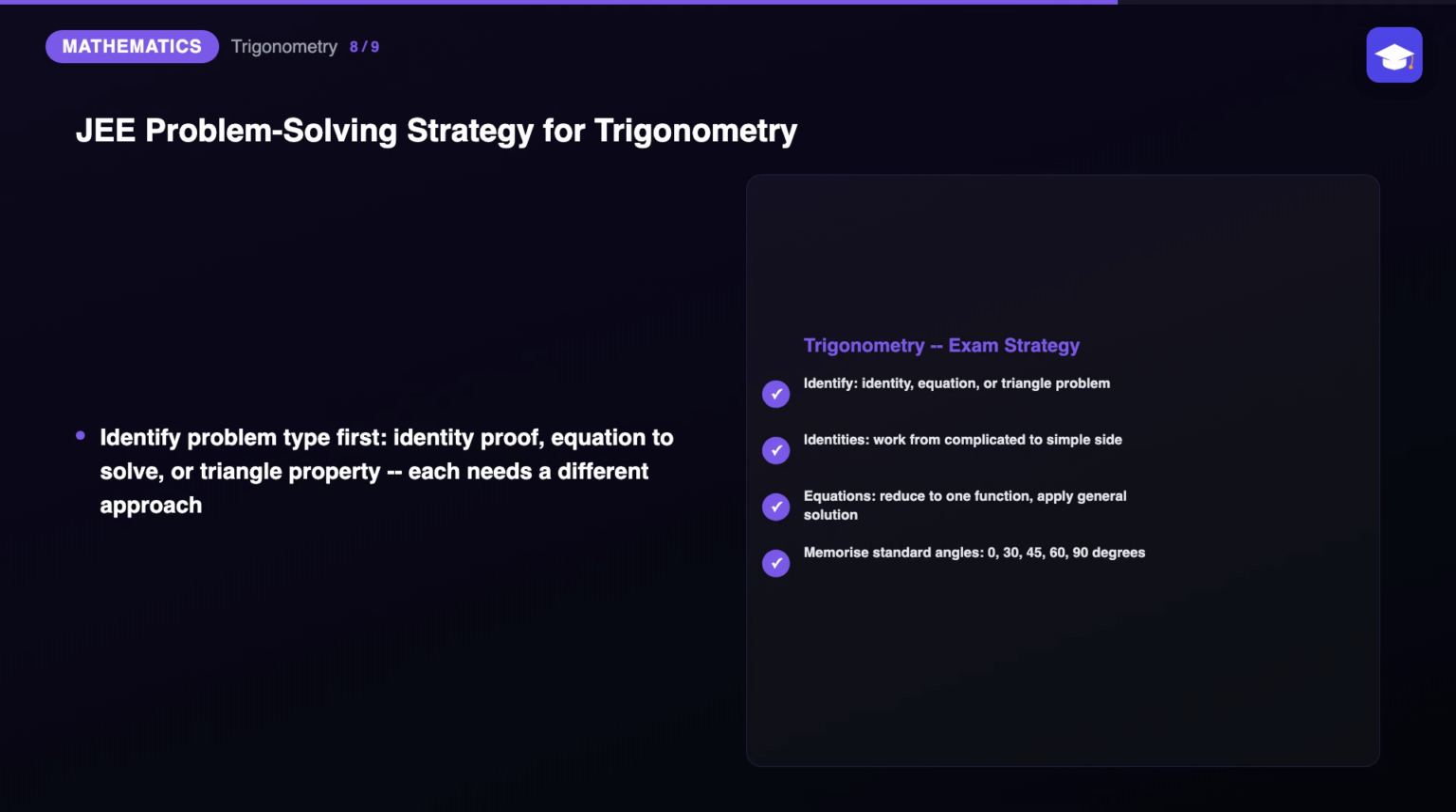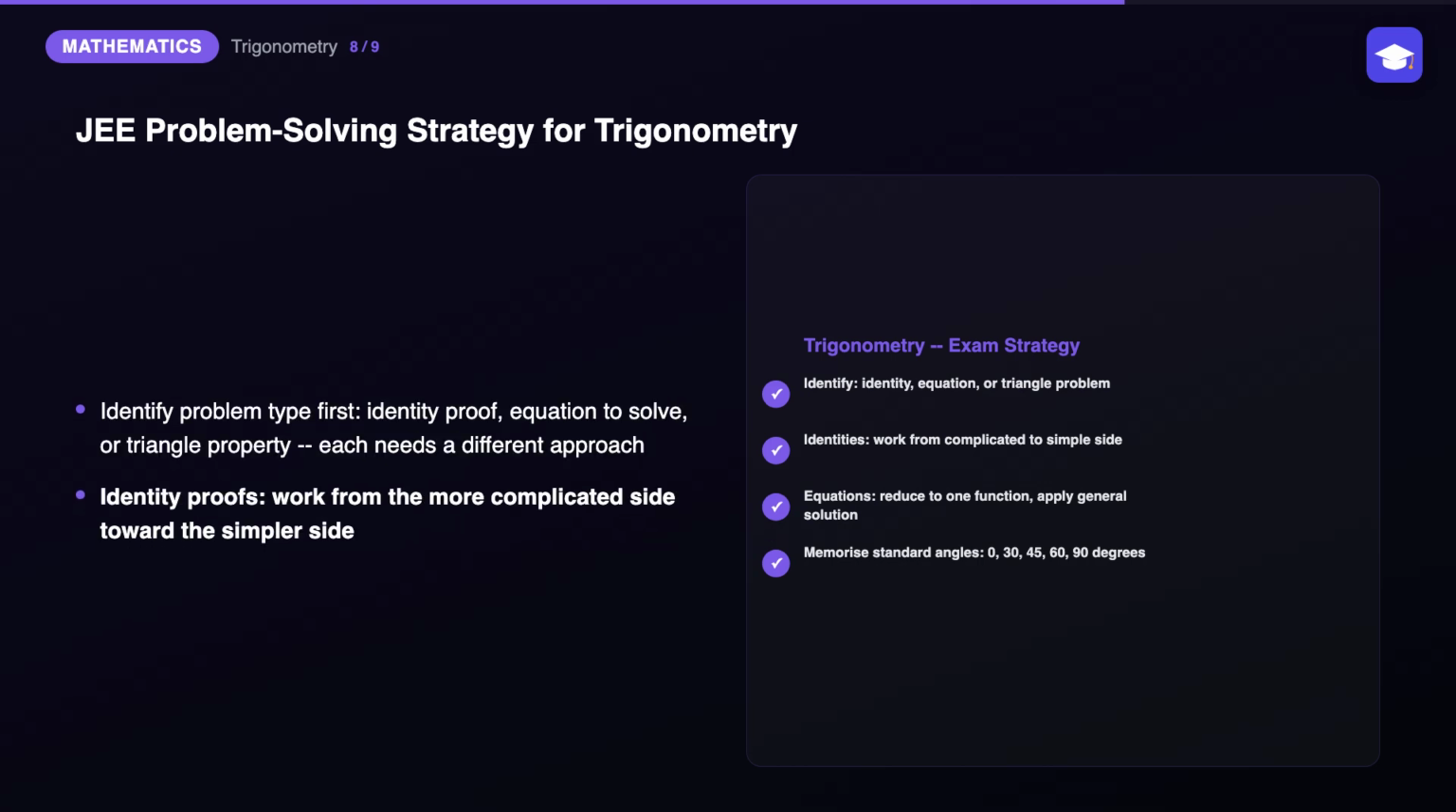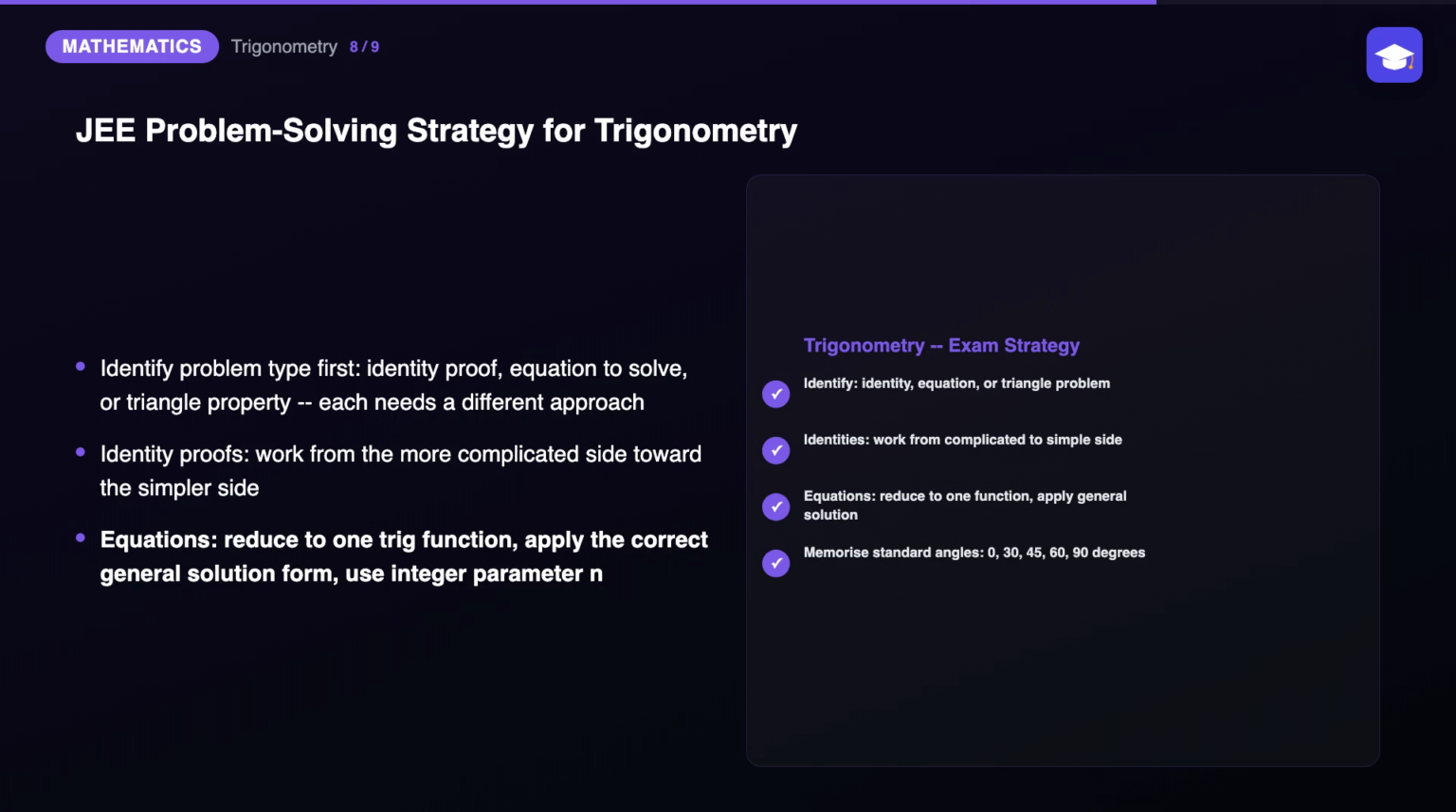For proving identities, work systematically from the more complicated side of the equation toward the simpler side, actively looking to substitute in Pythagorean identities or compound angle formulas wherever they clearly apply. For solving equations, first reduce the given equation algebraically down to contain just one single trigonometric function and one single specific angle. Then apply the correct general solution form. And always remember to explicitly state your complete final answer using the required integer parameter n.